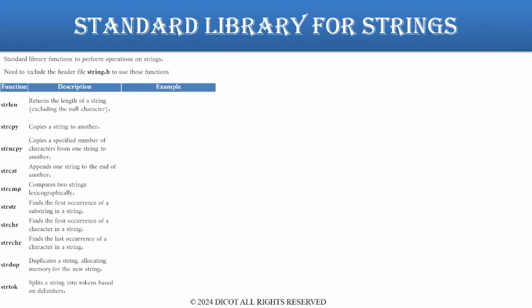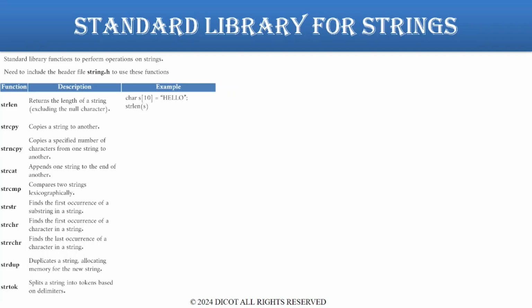We need to include the file string.h, the header file, to use these functions. Now let's see some of the commonly used standard library string functions. strlen returns the length of a string, excluding the null character. Example: s is a string of size 10, initialized with hello. strlen of s will return the length of the string s, which is 5.